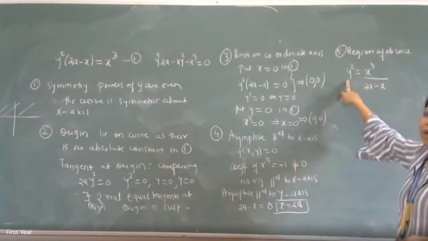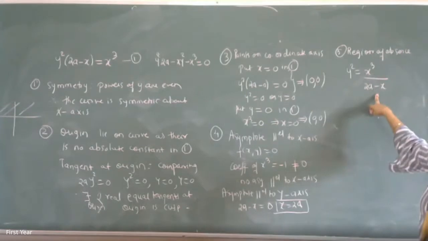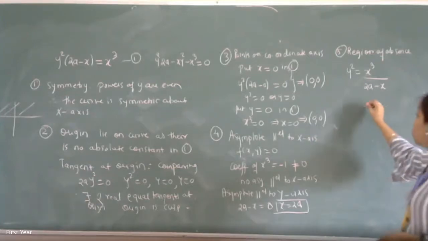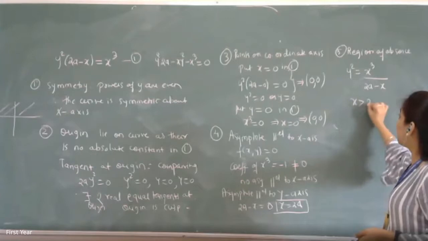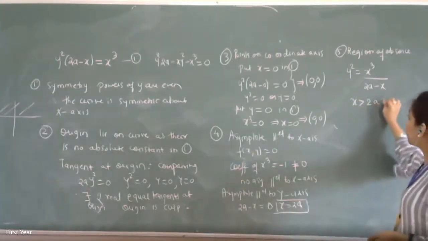So y square कभी negative होगा. Either numerator should be negative or denominator should be negative. कोई भी एक negative होना चाहिए. दोनों अगर negative हुए, then there is no problem. They get cancelled and it will become positive. Isn't it? So either x should be greater than 2a. If x is greater than 2a, then what will happen?